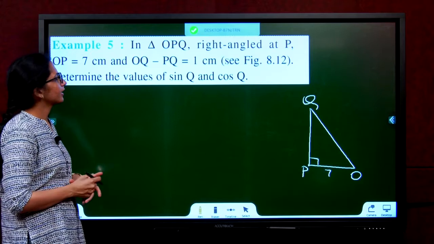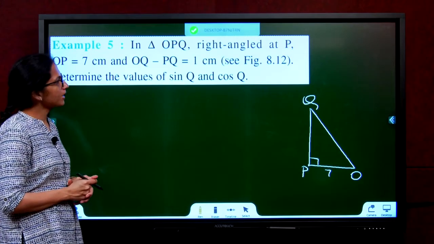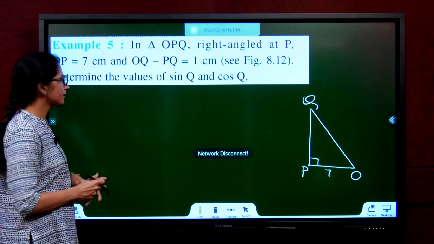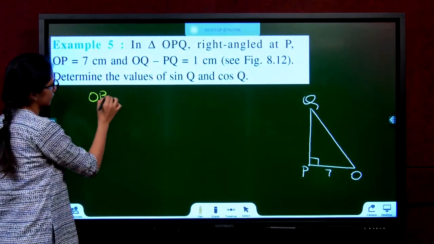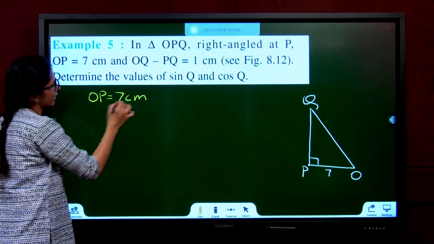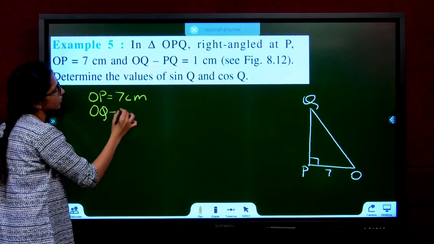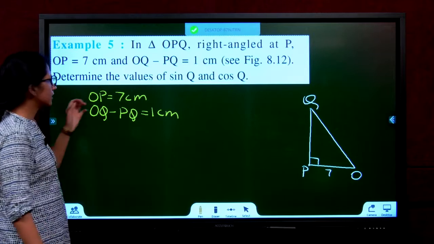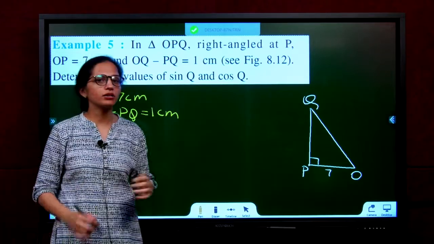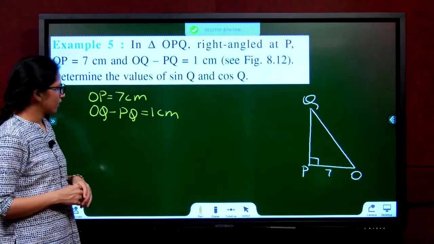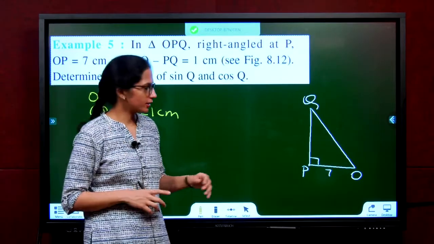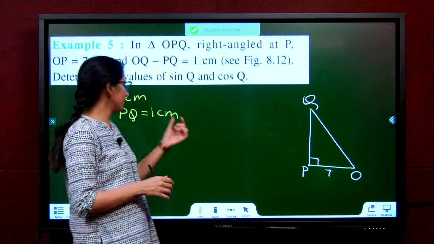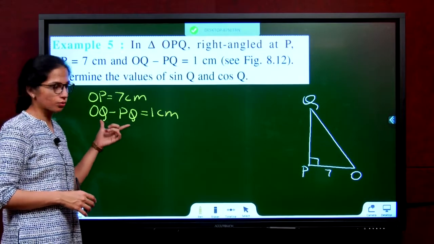Example 5. In triangle OPQ, right angled at P, OP is 7 centimeters and they have given OQ minus PQ is 1 centimeter. Determine the value of sin Q and cos Q. See, to apply Pythagoras theorem, you need minimum 2 sides. They have not given 2 sides here, but they have given the relation between the 2 sides.